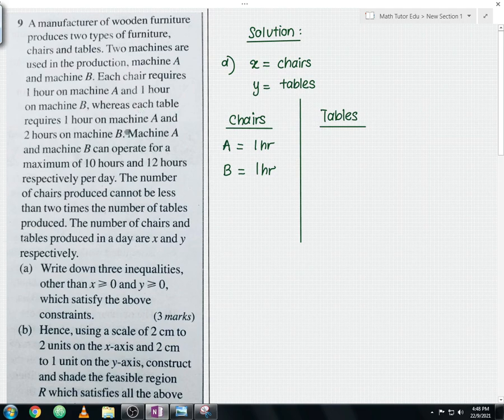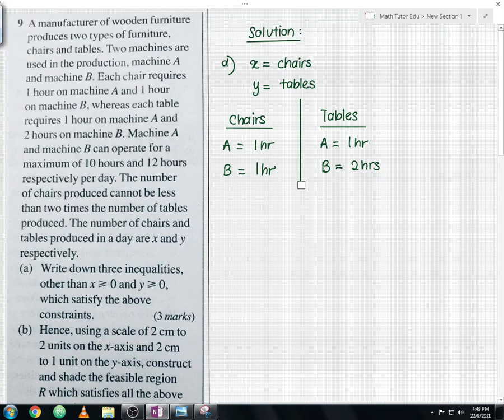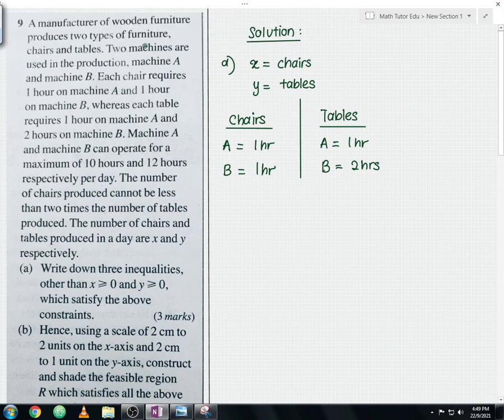Whereas each table requires 1 hour on machine A, so from here A is equals to 1 hour, and for machine B is actually 2 hours. Machine B is 2 hours. So this is the important information. As you can see here, now it's better for us to read as compared to the long statements over here. So this is the important skill that you need to know, guys, by breaking this long statement into simplified information.